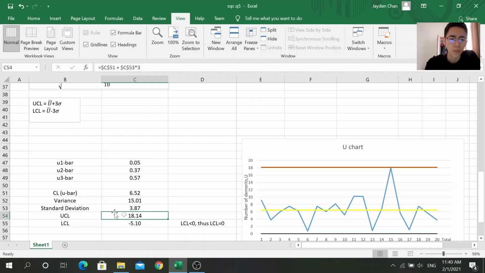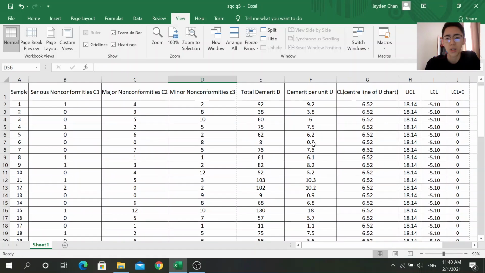So we use the 6.52 here, and then we add 3 times the standard deviation here, and then we get our upper control limit, which is 18.14, and then the lower control limit is negative 5.10, as this formula is minus 3 times the estimated standard deviation of u. As the LCL is smaller than 0, we will assume that the LCL is equal to 0. And so our data is like that.